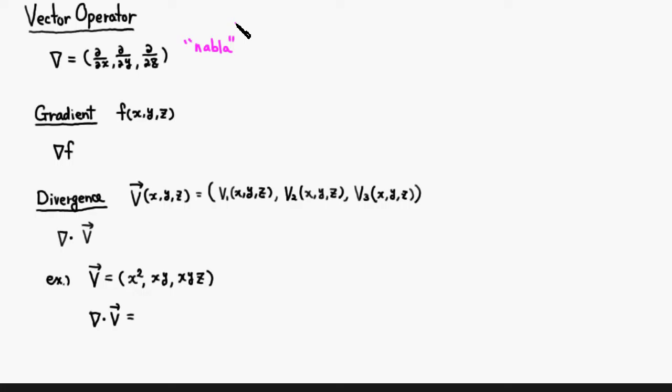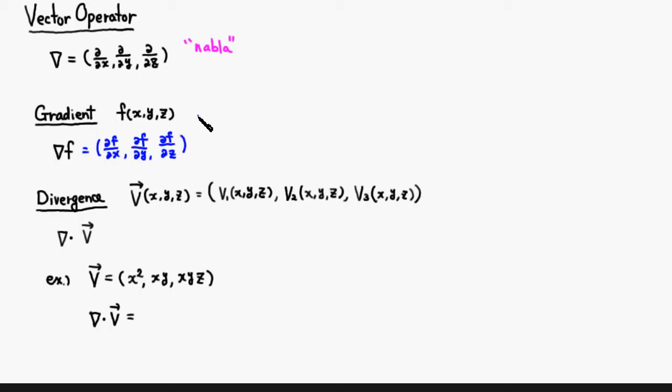All right, so then you can make sense out of gradient. If you have a real valued function of 3 variables, and you apply the vector operator, as we know, the partial of f with respect to x is the first component, the second component is going to be the partial of f with respect to y, and the third component is the partial of f with respect to z.